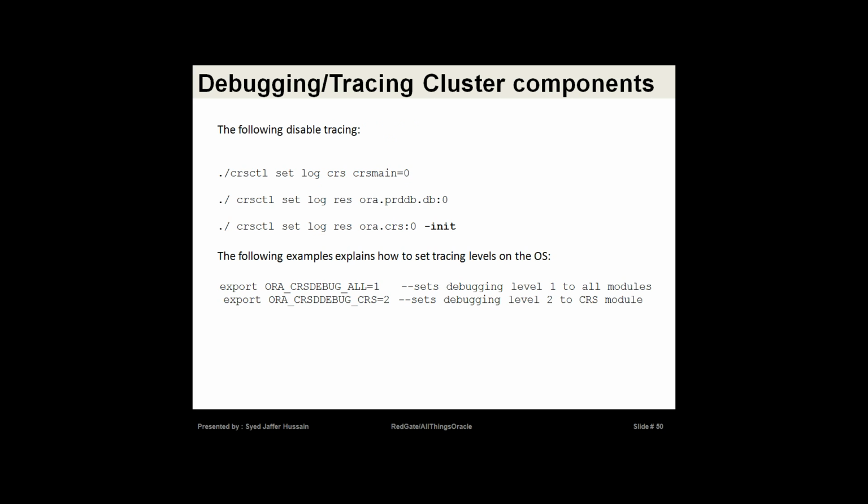So the default level of tracing is 1 to 5. The default is 2, and in order to disable any logging information, you can do that by just setting the value to 0. In the first example, it sets the CRS main debugging level to 0, which means no information will be produced. Likewise, if you have a database like PRDDB and you want to turn off the logging information related to that resource, you can do that. And you can also do it for the CRS entirely using the -init command.